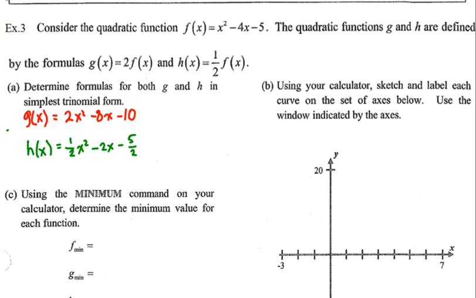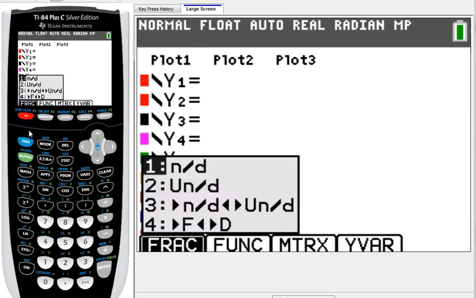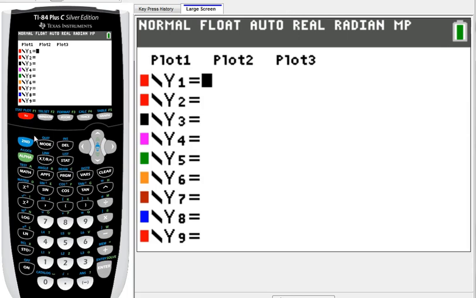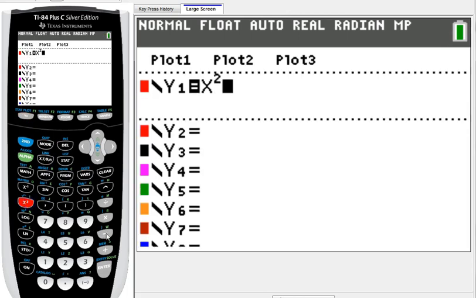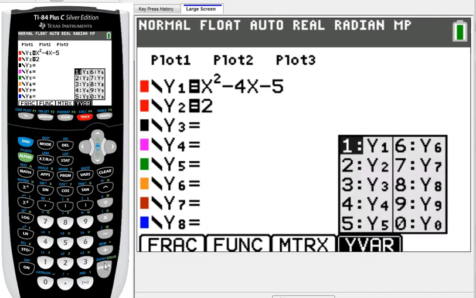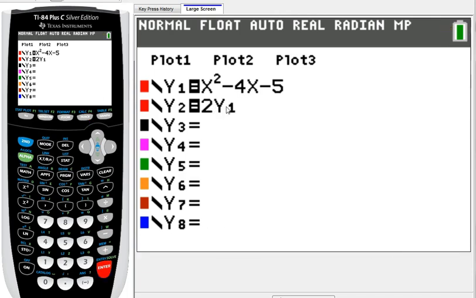We're going to put that into our y equals of the calculator. So let's go over here to the y equals. We're going to put in x squared minus 4x minus 5. All right, and that's our y1, called f of x. Now you can retype everything, or you can simply do this. Check this out. We can go 2 times what's in y1. We're going to do alpha, and then the trace button here. So eventually it's doing 2 times y1.